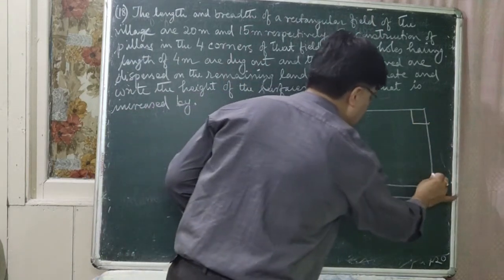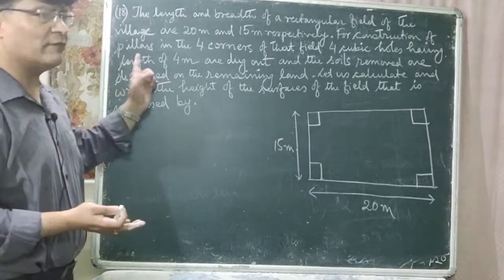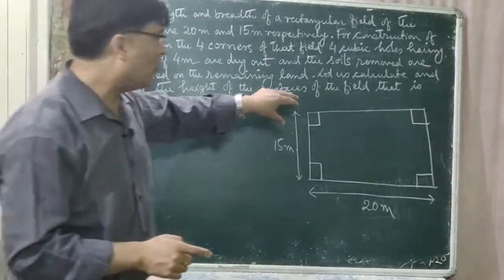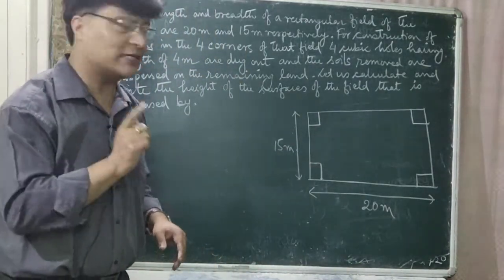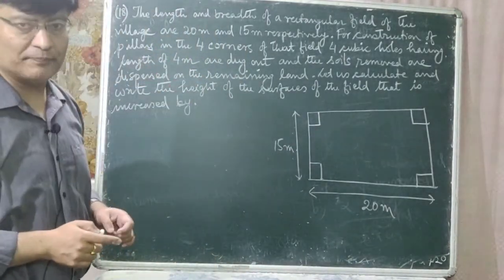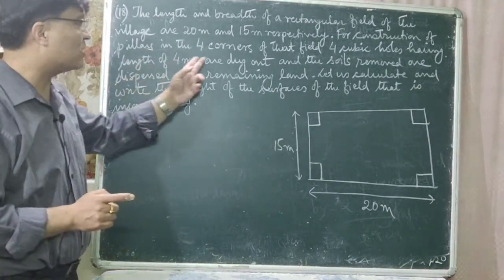Cube भनेको length breadth height सबै equal हुन्छ. Each of length 4 meter भनेको त्यो 4 cubic holes जुन चाहिँ छ, प्रत्येकको length breadth र height कति छ? 4 meter छ. ठीक छ? So 4 cubic holes having the length of 4 meter are dug out.